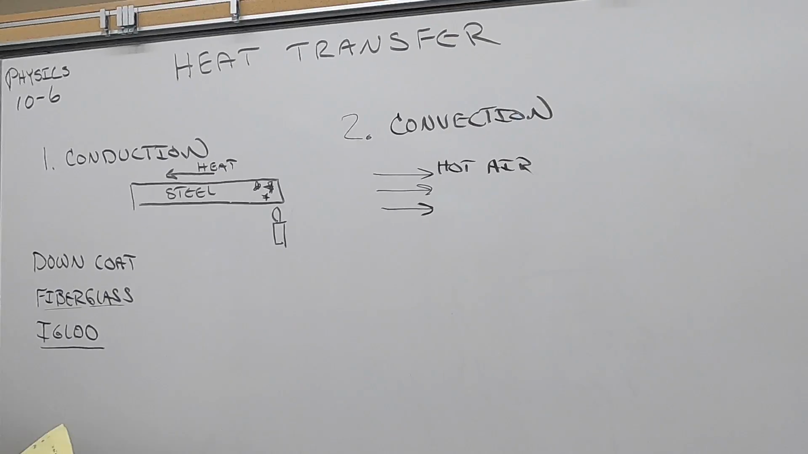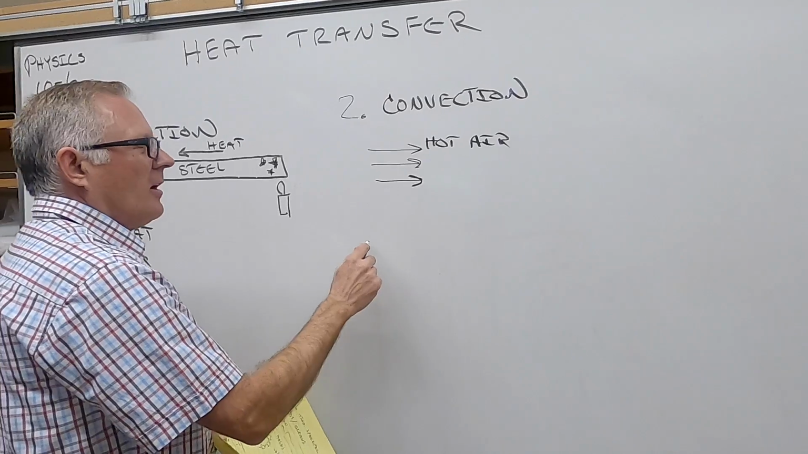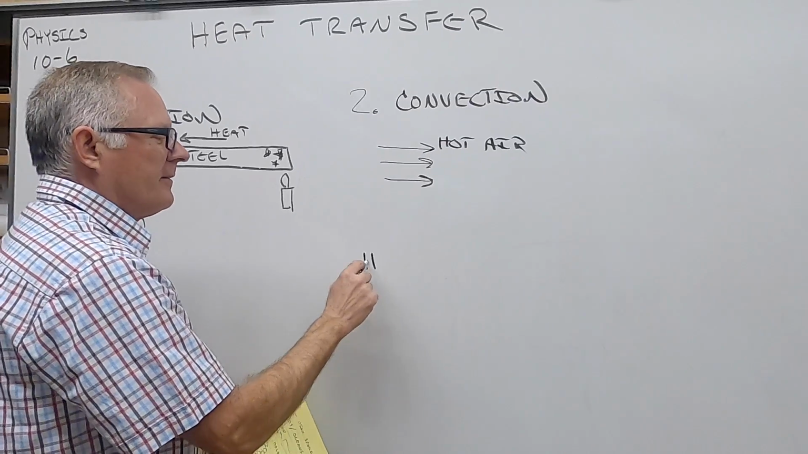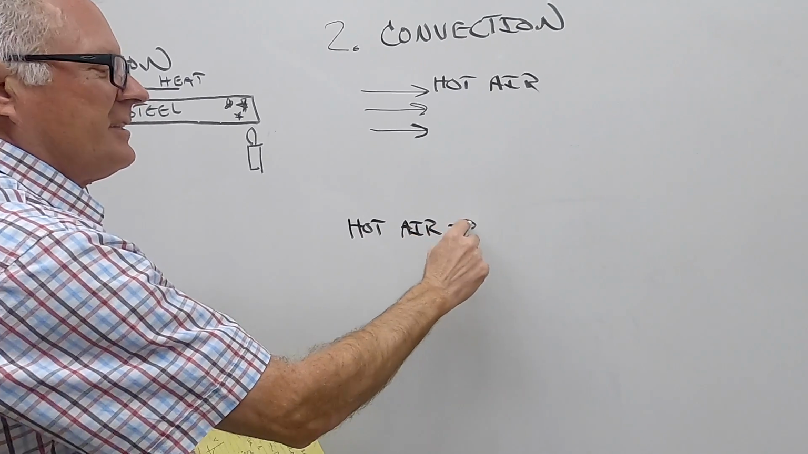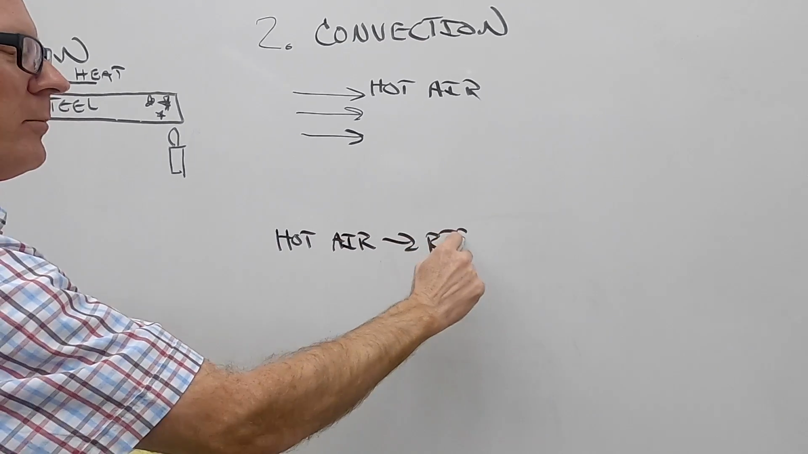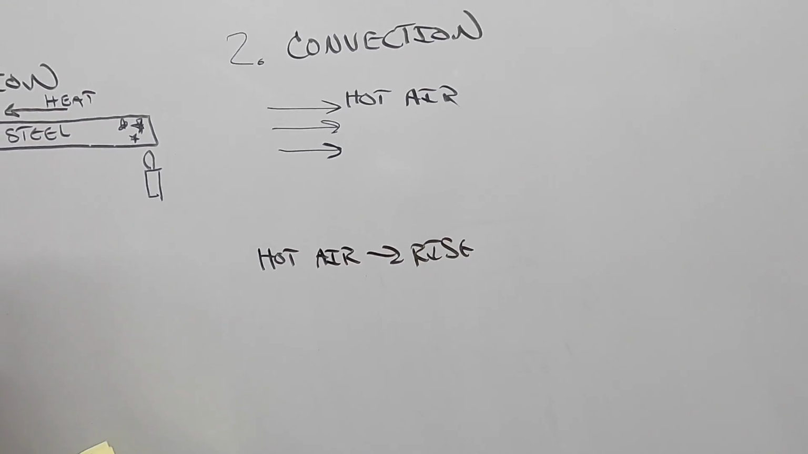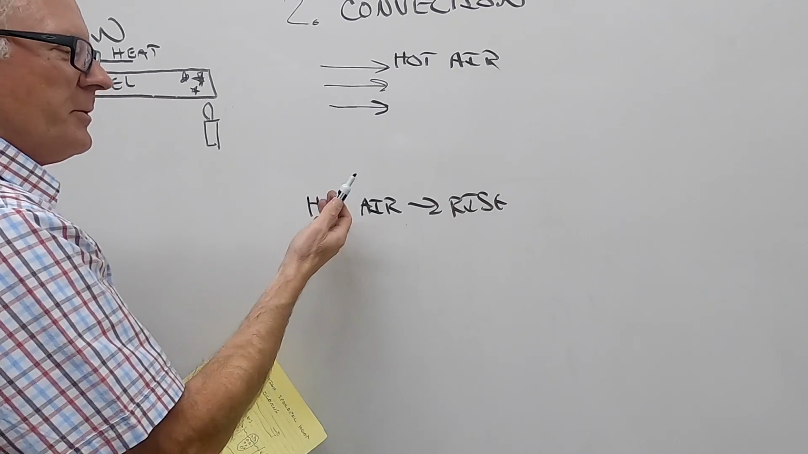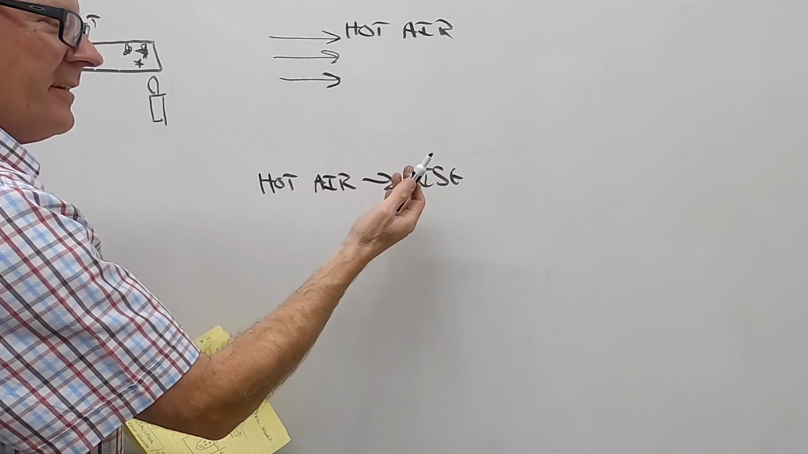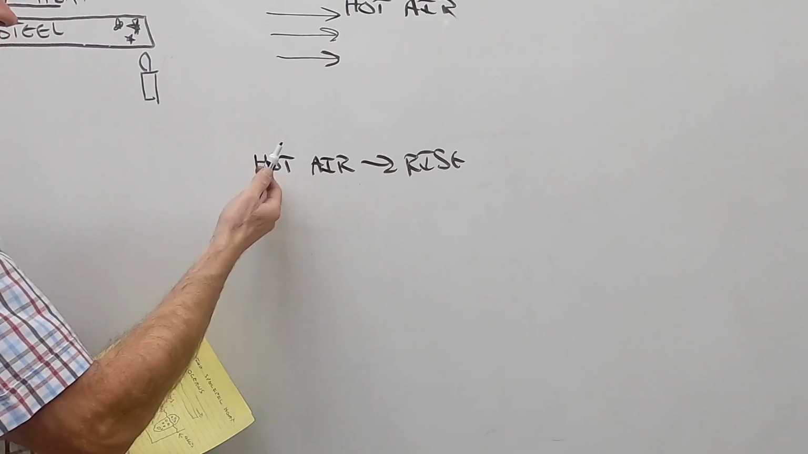Now with convection, first of all, we have hot air. Hot air likes to rise. That's why a hot air balloon wants to go up right here. Why does hot air want to go up right here? The only difference between hot air and cooler air is the speed of the atom.